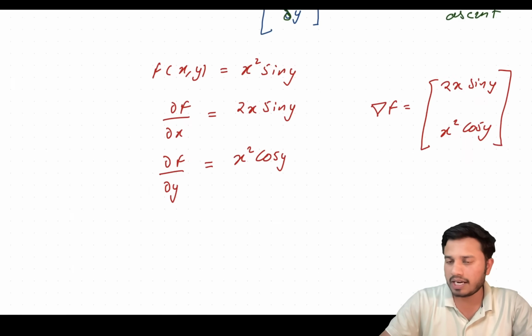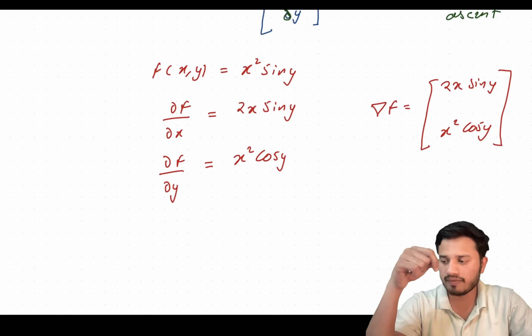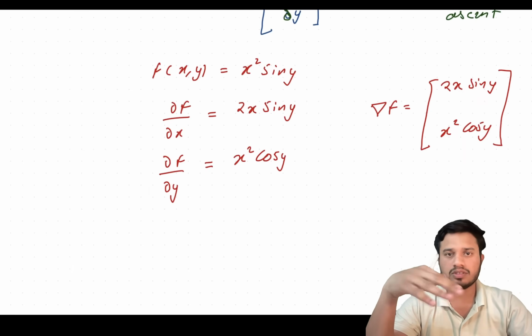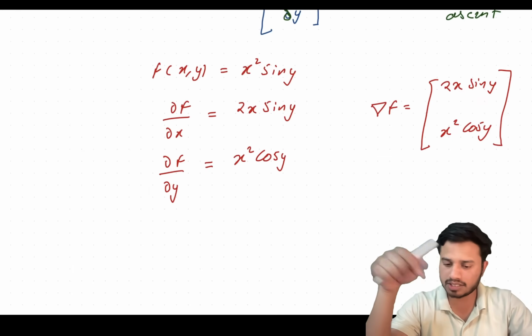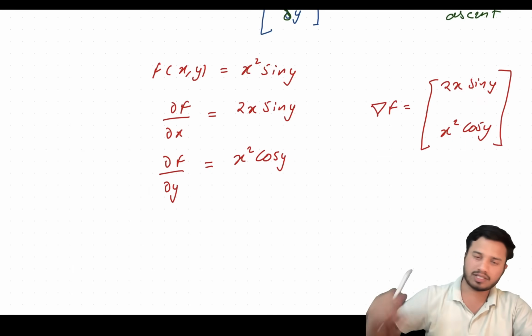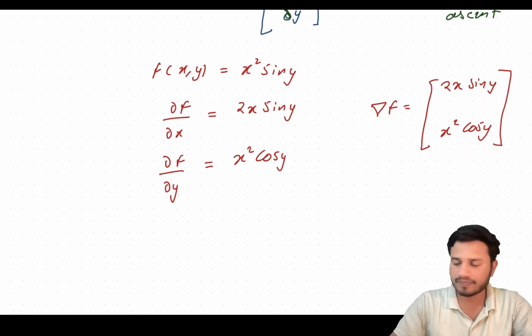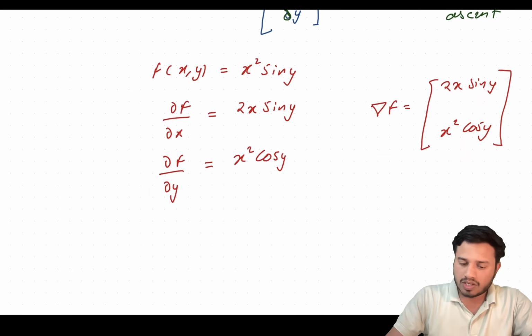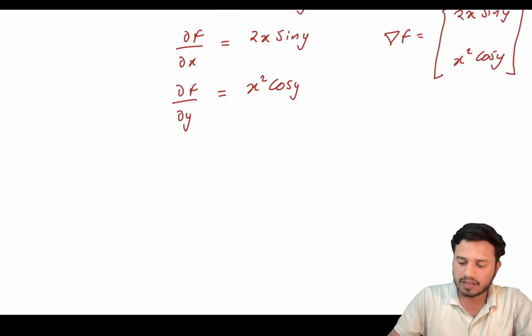On that mountain, at any point, when you look below your foot, the gradient will tell you the direction in which the mountain is the steepest if you are going up. And the length of this vector, this gradient, tells you how steep the ascent is. Okay.